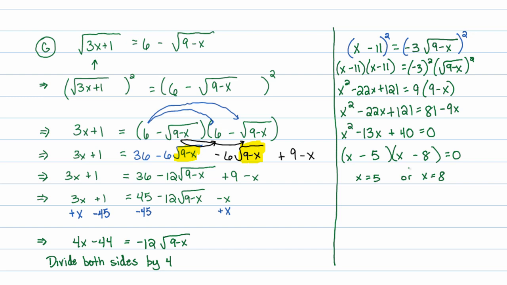The way you find out which one is true, or if any of those is true, is you plug those back into the original equation here. So if I plug in the 5, I'll get 15 plus 1, or 16. So on the left-hand side, I have the square root of 16, which is 4. On the right-hand side, I have 6 minus the square root of 9 minus 5. 9 minus 5 is 4. Square root of 4 is 2. And if you look at that, that is true. So just checking really quickly, that works out.